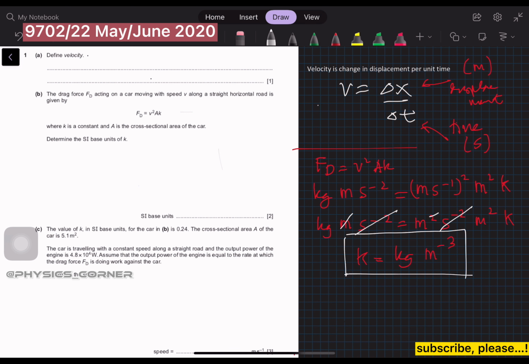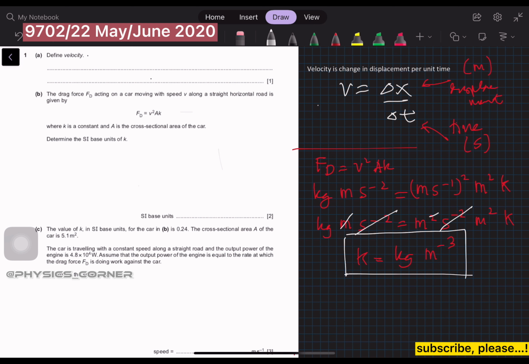Okay, continue to the question. The value of k in SI base units for the car in B is 0.24. The cross-sectional area A of the car is 5.1 meter squared. The car is traveling with constant speed along a straight road, and the output power of the engine is 4.8 times 10 to the power 4. Assume that the output power of the engine is equal to the rate at which the drag force Fd does work against the car. Determine the speed of the car.